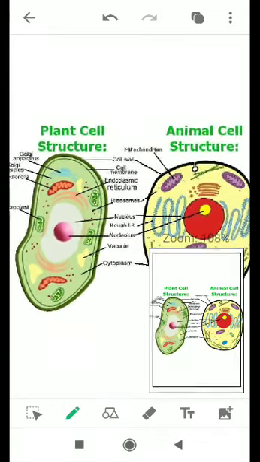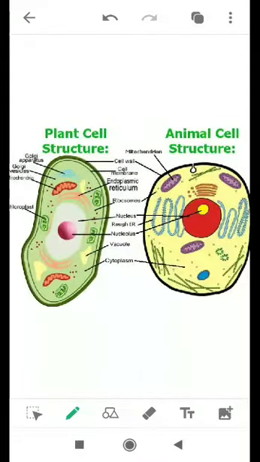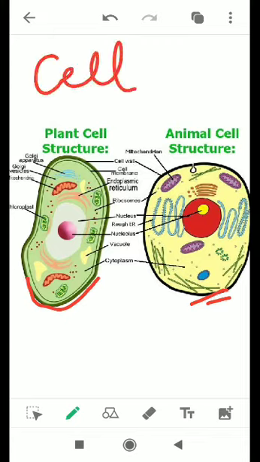See, plant cell and animal cell. The main difference between plant cell and animal cell is that the plant cell has a cell wall also. You can see this green colored covering. This is called the cell wall. Whereas in animal cell, the cell wall is absent. Okay. First difference is of the cell wall.